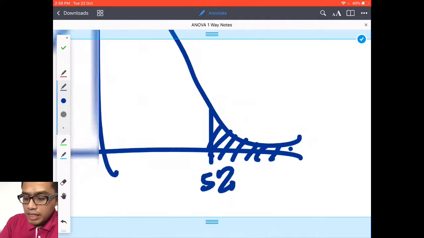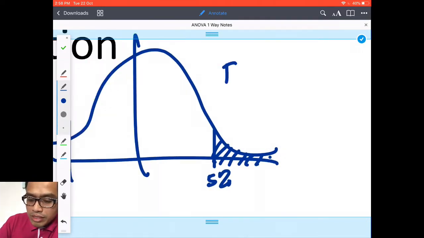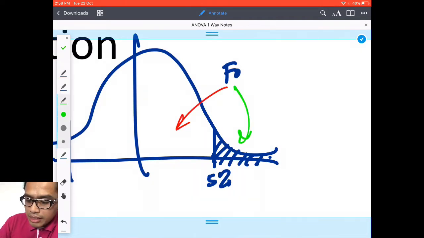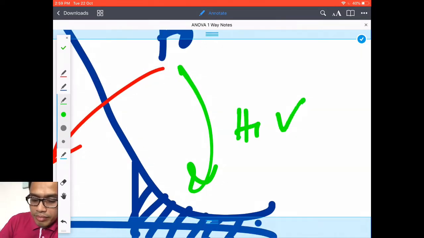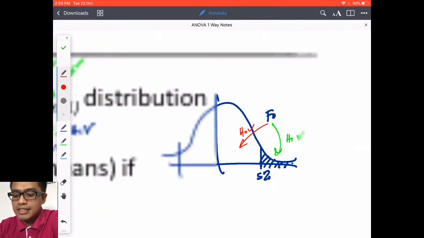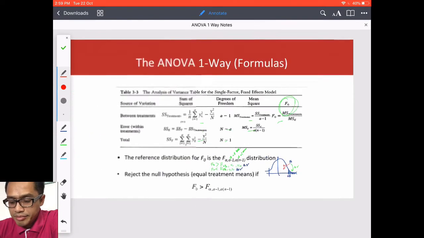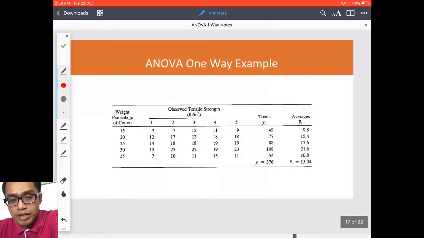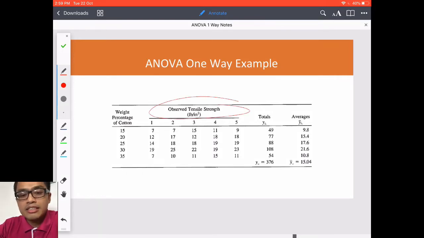This is 5%. If it's H0, red color here, green color here. This is H1 accept. This one means H0 accept. Same thing as t-test and z-test, right? Now here are the results of observed tensile strength. It is given in the unit of pounds per square inch.